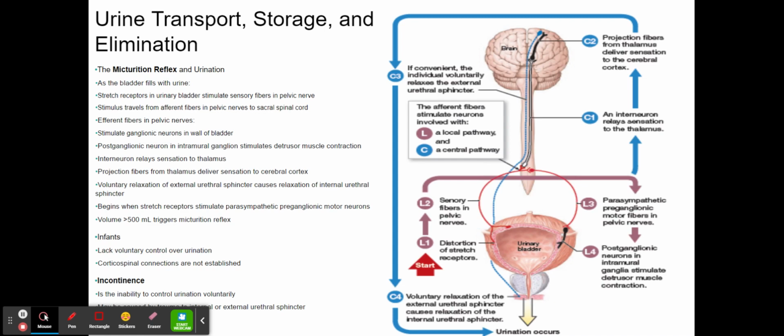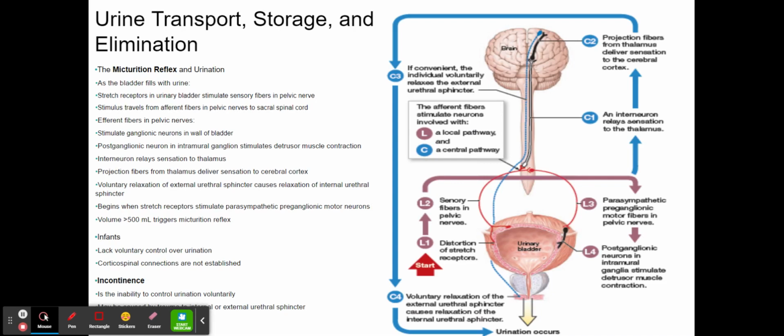Infants lack voluntary control over urination because the necessary corticospinal connections have yet to be established. Accordingly, toilet training before the age of 2 often involves training the parent to anticipate the timing of the reflex rather than training the child to exert conscious control. Incontinence is the inability to control urination voluntarily.